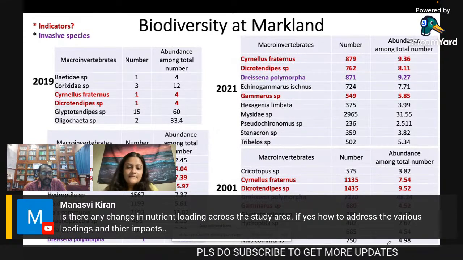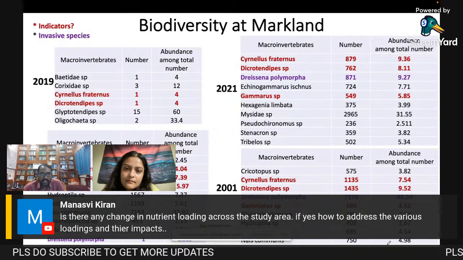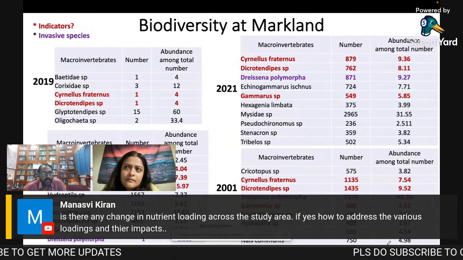Okay. There is a question from Manasvi Kiran. Is there any change in nutrient loading across the study area? If yes, how to address the various loading and their impact?